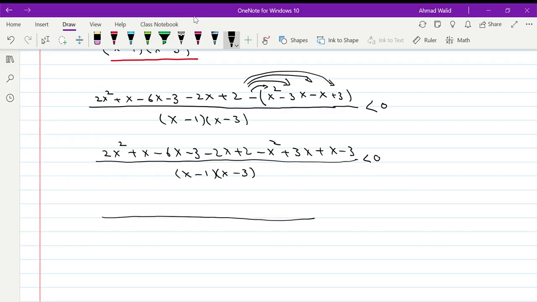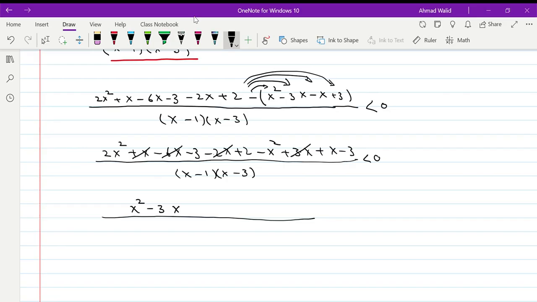You have 2x squared here, negative x squared here. It means you end up with x squared. Positive x, negative 6x gives you negative 5x, negative 5x, negative 2x gives you negative 7x, negative 7x plus 3x gives you negative 4x, negative 4x plus x gives you negative 3x. Correct?